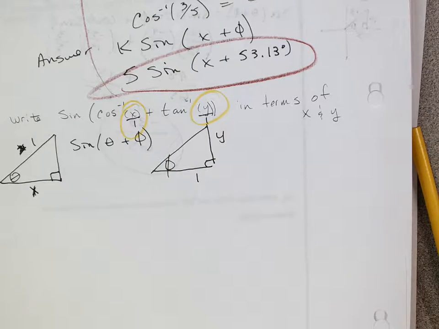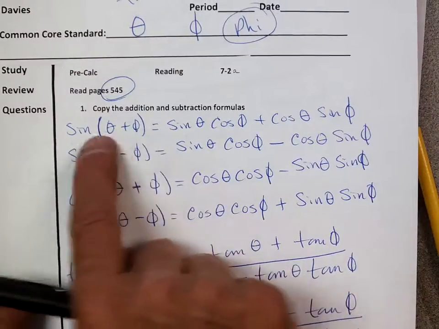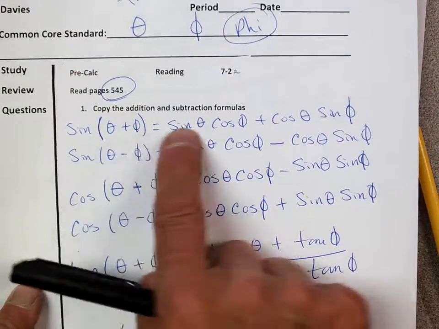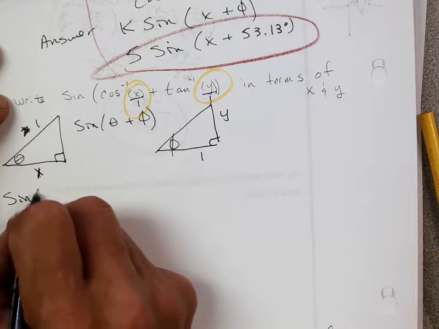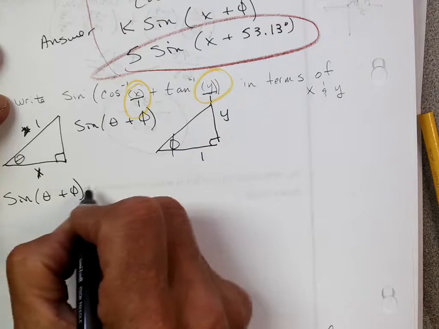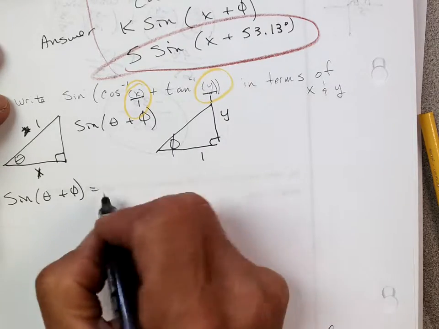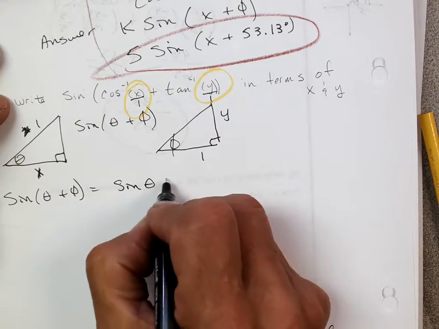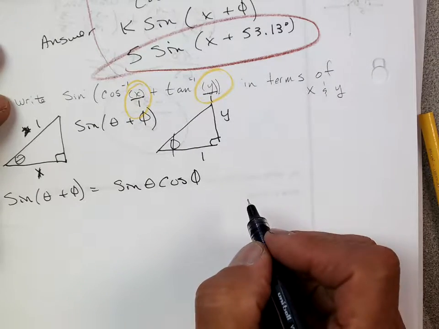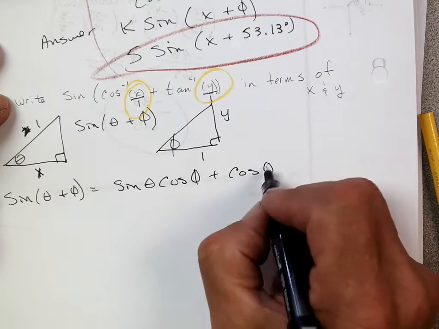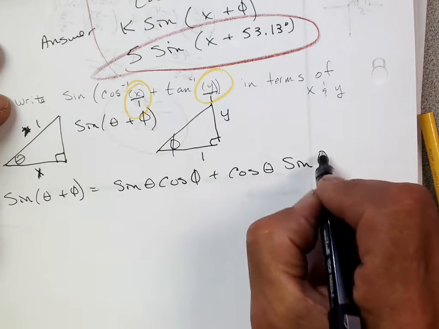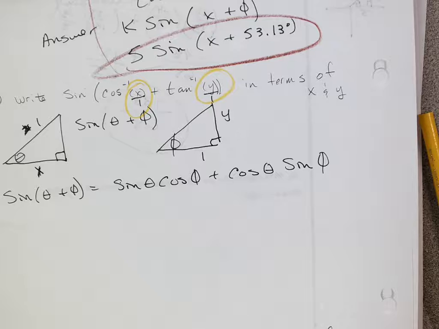Let's see. That's in my notes somewhere, from yesterday's notes, right? So sine of theta plus phi. I'm going to use this one. Let me write that out. Sine of theta plus phi, and according to my notes, that's going to be sine theta cosine phi plus cosine theta sine phi. Sarah, how am I doing? Catch me if I'm using the formula wrong.